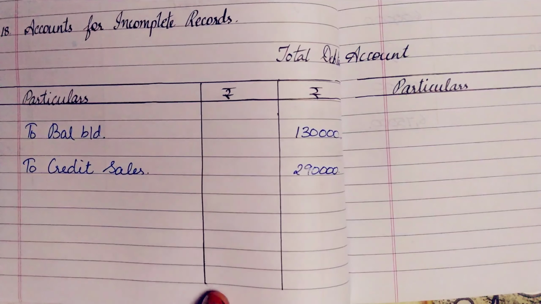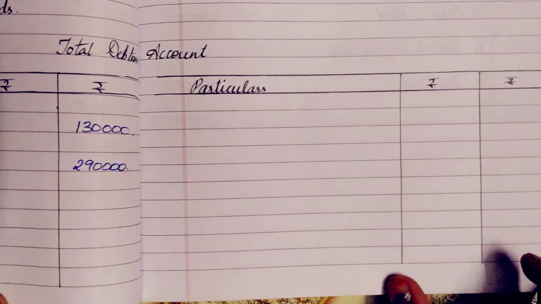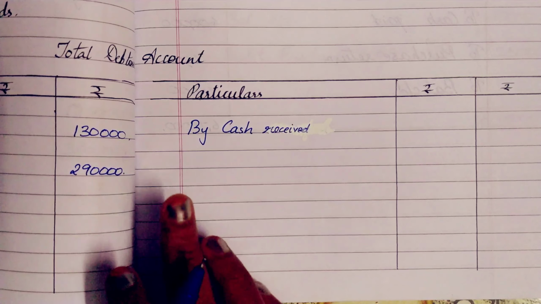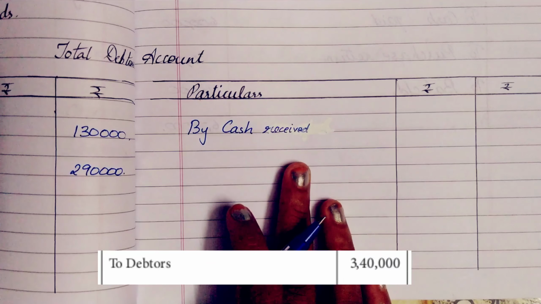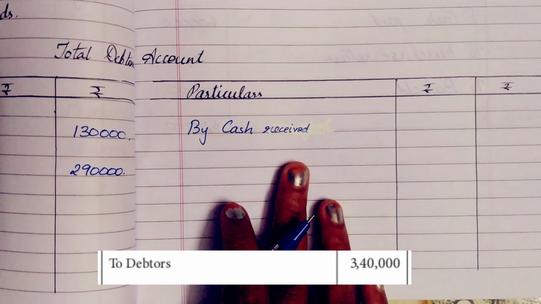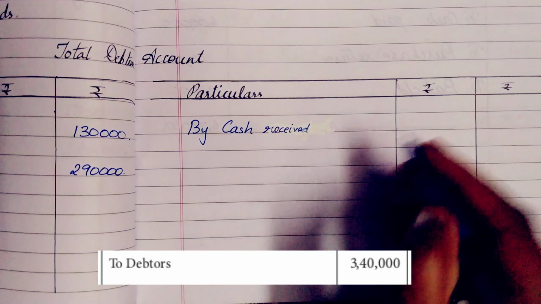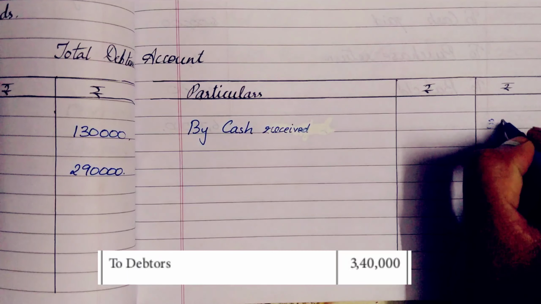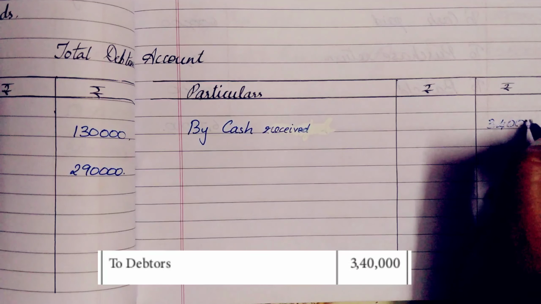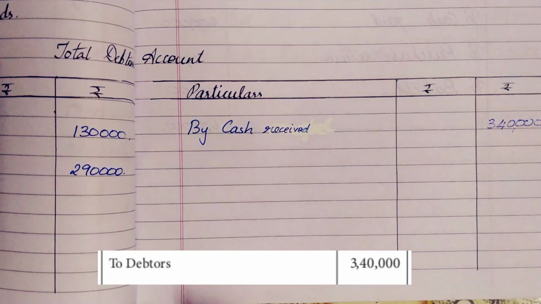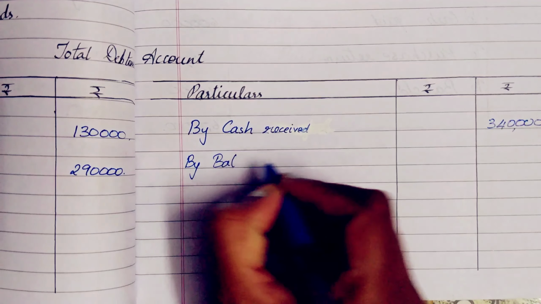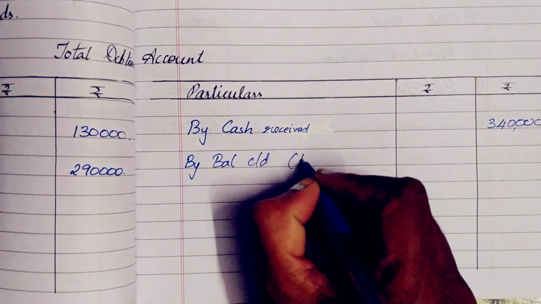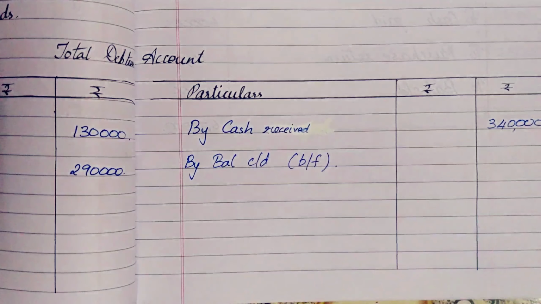Next, moving on to the credit side of the total debtors account. On the credit side, it is cash received from debtors. So this can be taken from the cash book. In the cash book, on the debit side, we have "to debtors". So this is going to be the cash received. So that is 3,40,000. Next, we do not have any other item other than recording a closing balance, that is balance carried down, which is the balancing figure for this particular sum.